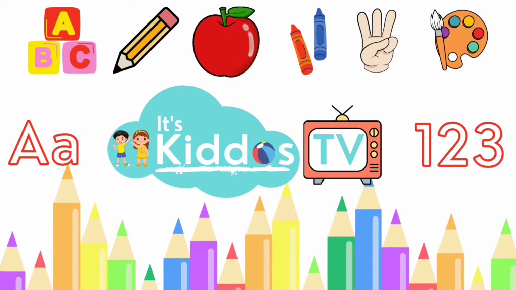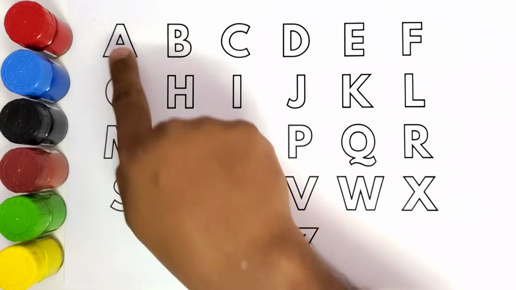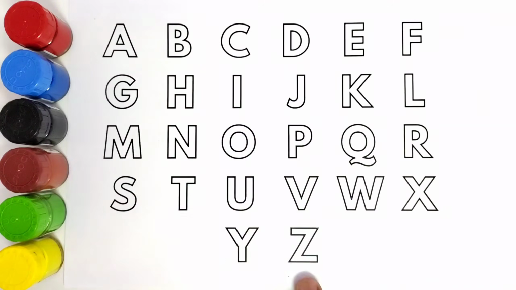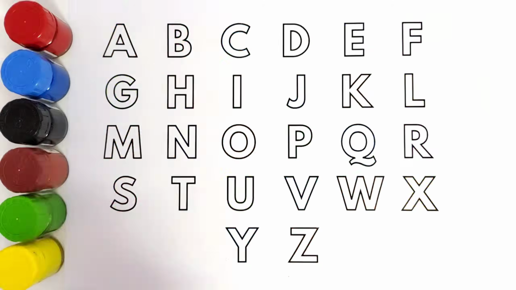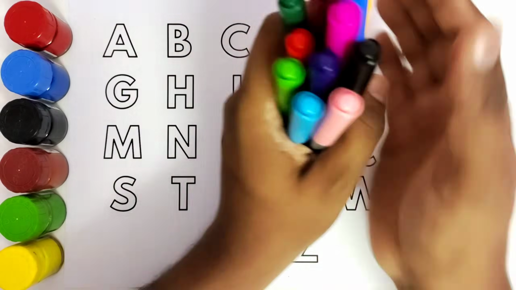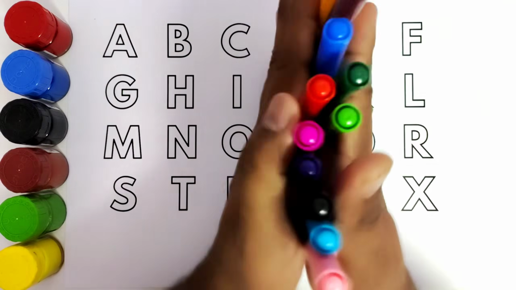Today we are going to learn alphabets from A to Z. We will be coloring all these alphabets with different colors. Let us get started with the color names.